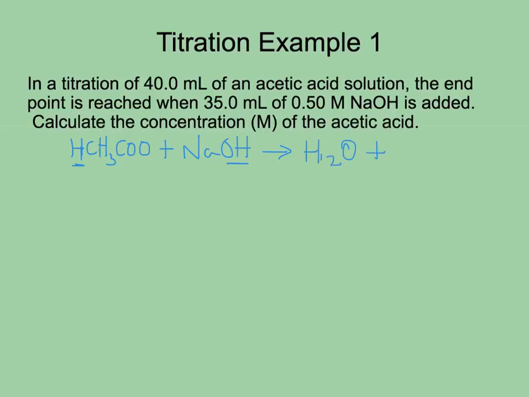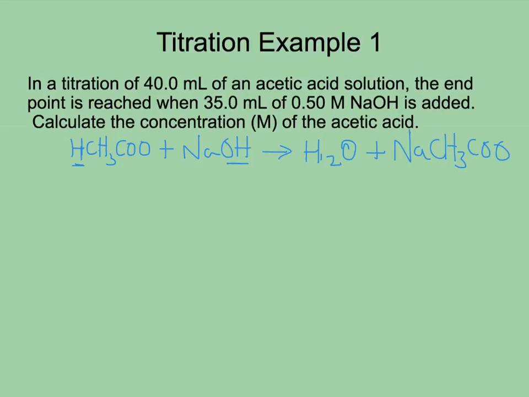And then the two middle ones together, remember the metal goes first, so Na, then CH3COO. It's already balanced, they're all in a 1:1 ratio. Next, this is optional, but I like to do it. I like to write down what I have and what I'm trying to find.